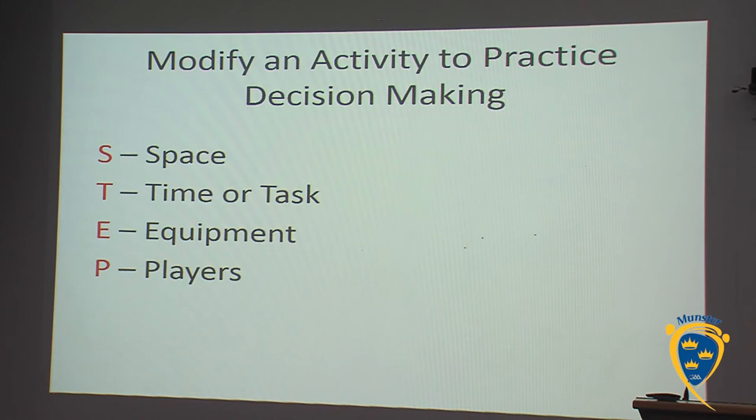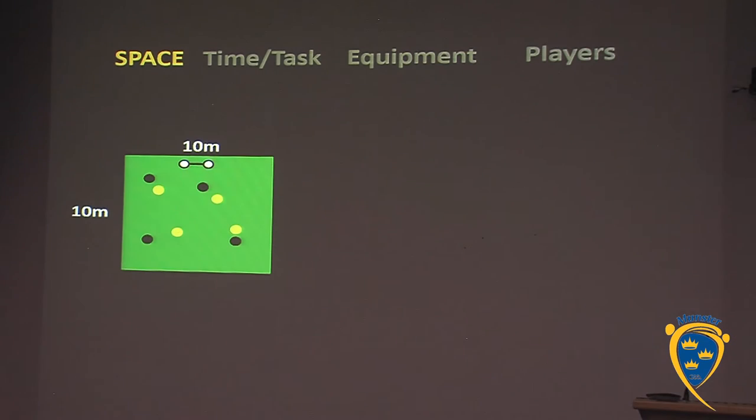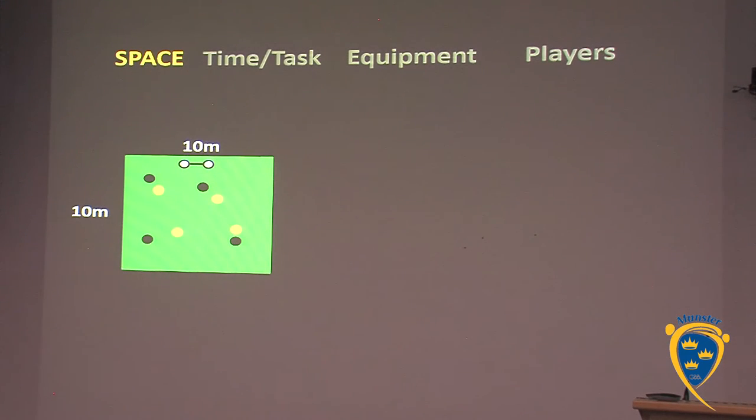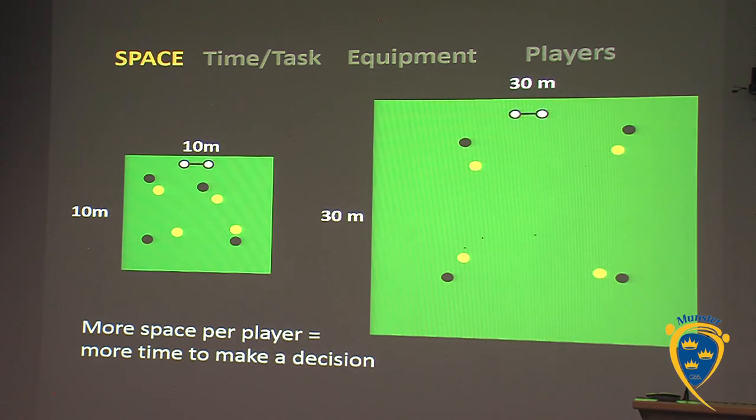Once we have that game situation set up, we need to adapt it to make it easier or harder for them, depending on their own ability. And we can do that by using the STEP model: space, time, task, equipment, or players. Let's see how. For example, we have a 4v4 area, 4v4 players. What would happen to decision making if we increase the space available for them? Would it make it harder or easier? Well, potentially they have more space and more time to make a decision.